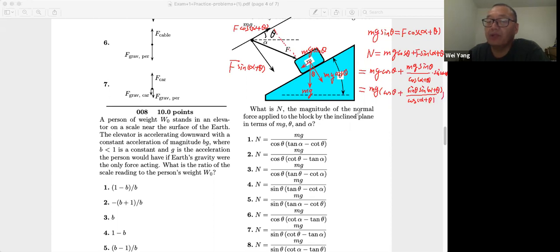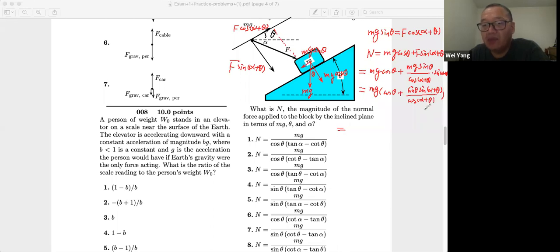Then another parenthesis. Now let's simply continue. So here, when I get this, no answer is similar to this. When I see tangent theta, cotangent theta, I can write sine alpha plus theta over cosine alpha plus theta as tangent alpha plus theta.